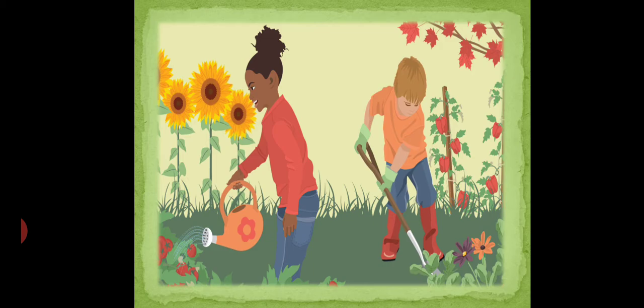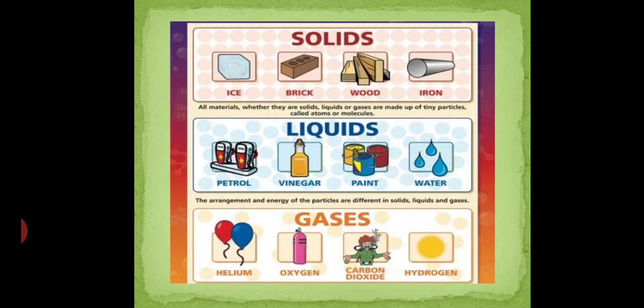You must be wondering, if all of us are made up of matter, why don't we all look the same? That is because everything is made up of different types of matter. Matter can be classified into three main categories: solids, liquids, and gases. That means matter can be in solid state, liquid state, or gaseous state.